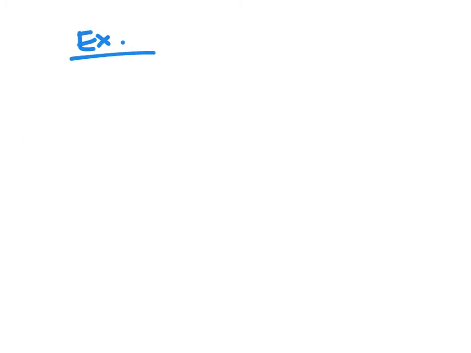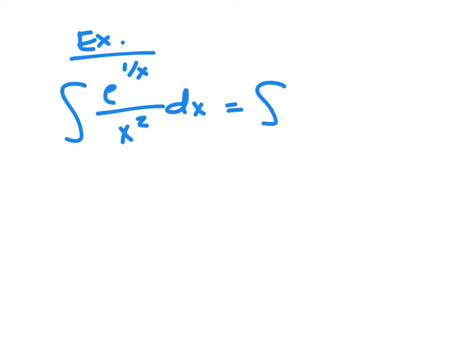Now sometimes they might look a bit more complicated. Take for instance, if I have the integral of e to the 1 over x divided by x squared dx. So first of all, notice that I can go ahead and rewrite this as e to the x to the negative 1 over x squared dx.